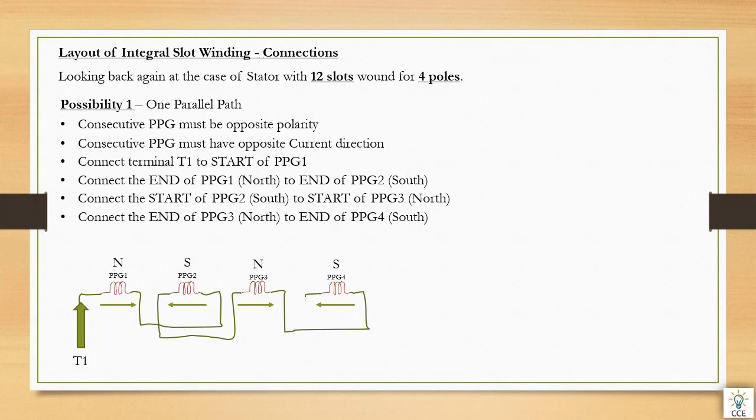Then again, due to similar reasons, I connect the end of the pole phase group 3 to the end of the pole phase group 4. And ultimately I connect the last end, since I have exhausted all the pole phase groups for that particular phase A. Hence I take the last terminal to be the end terminal of that phase that will come out of the terminal box of the electric motor or electric machine, and I term it as T2.